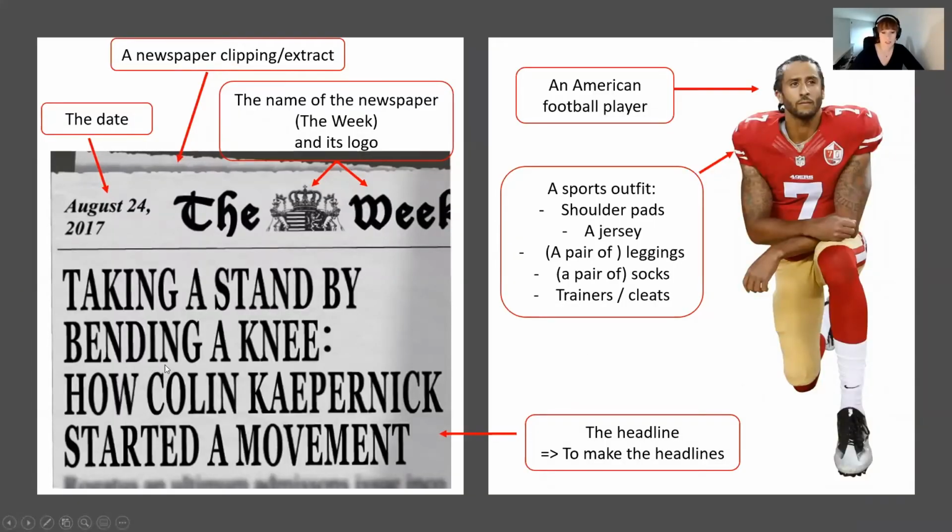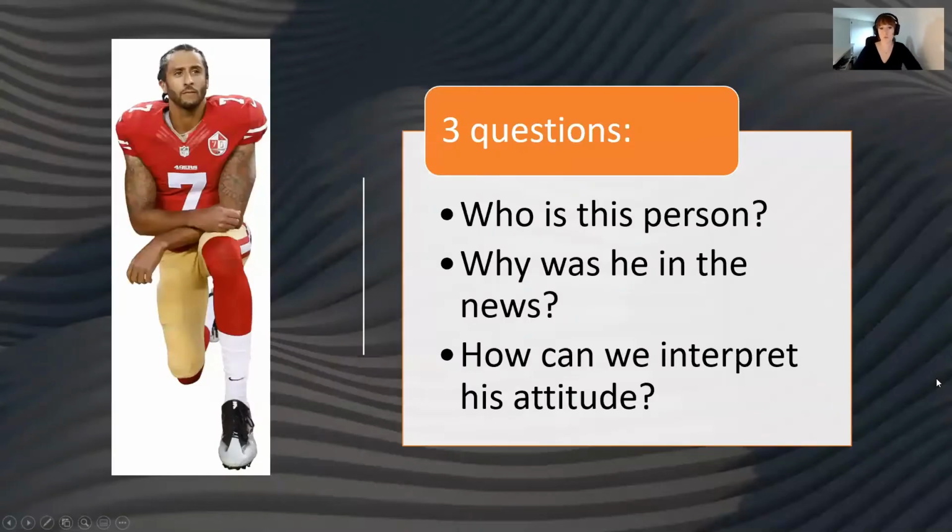Taking a stand by bending a knee, how Colin Kaepernick started a movement. Prendre position en pliant le genou, en mettant un genou à terre. Comment Colin Kaepernick a lancé un mouvement. So why was he in the news? He was in the news because he bent the knee. Because he adopted a strange body attitude. How can we interpret his attitude?